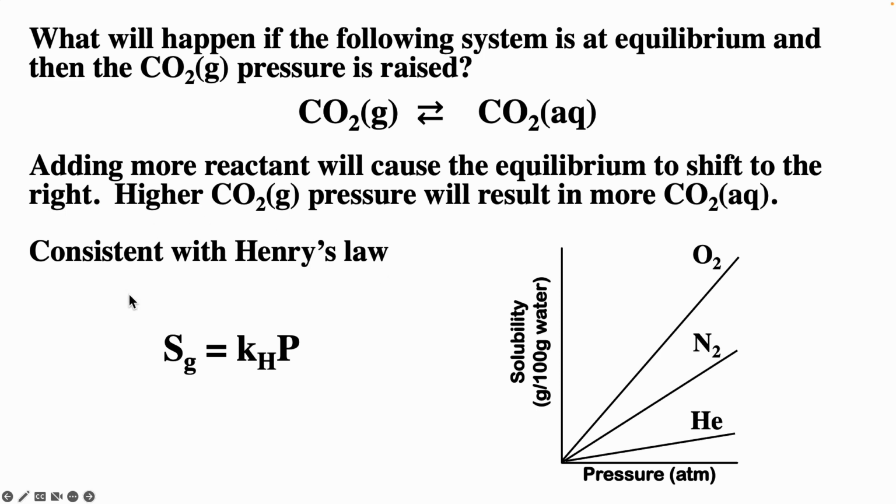Gases are soluble in liquids. They follow Henry's law. So the solubility of the gas in liquid is equal to a constant times the partial pressure of the gas. And so here we have solubility on the y-axis, pressure on the x-axis. As you increase the partial pressure of the gas, you increase the solubility.